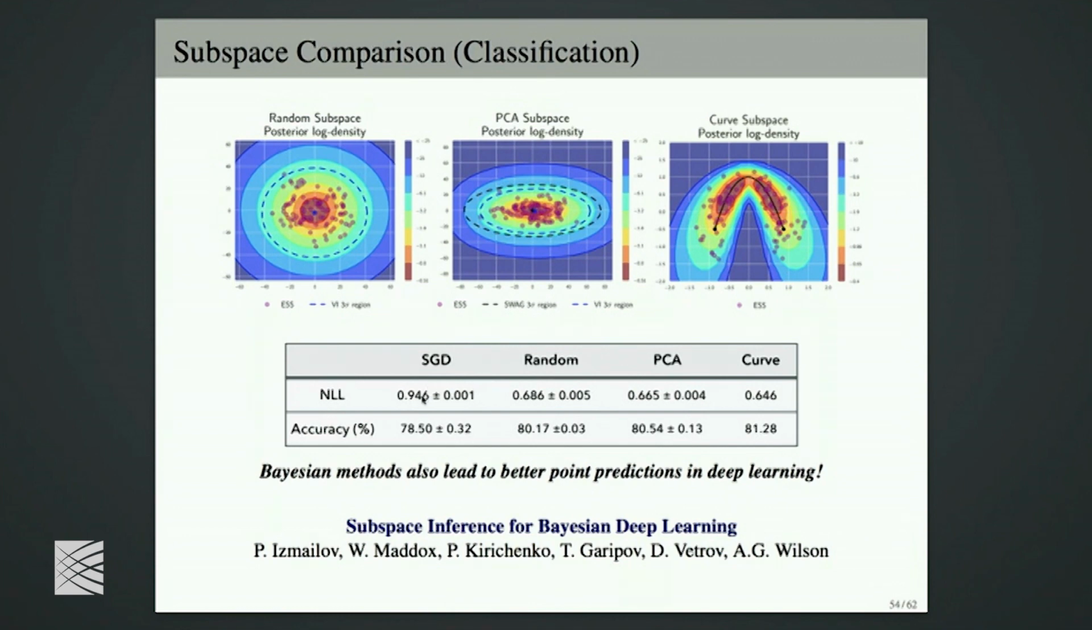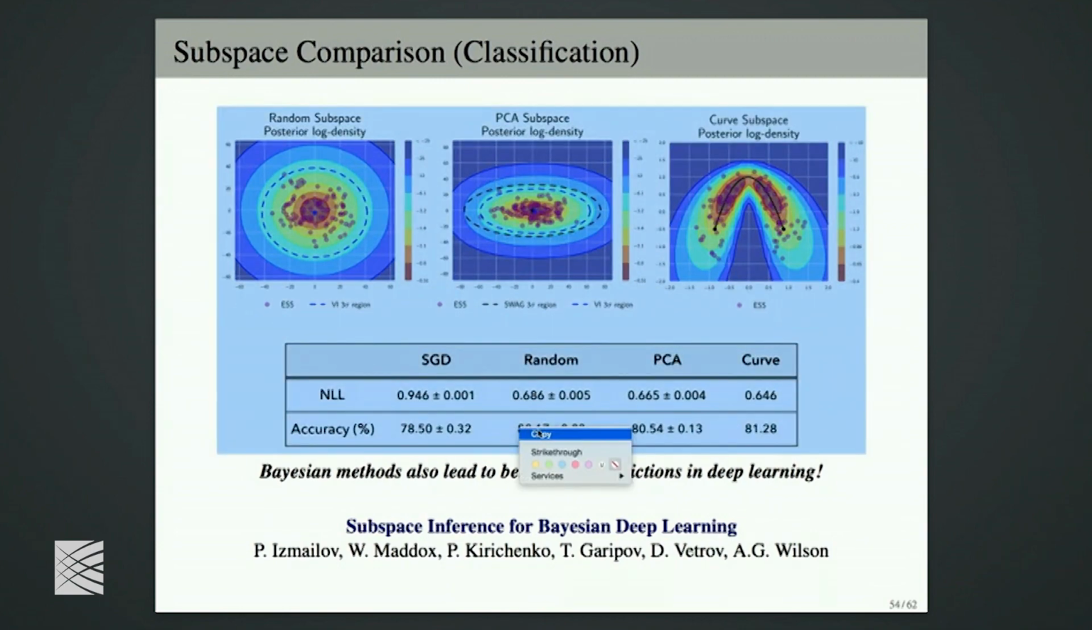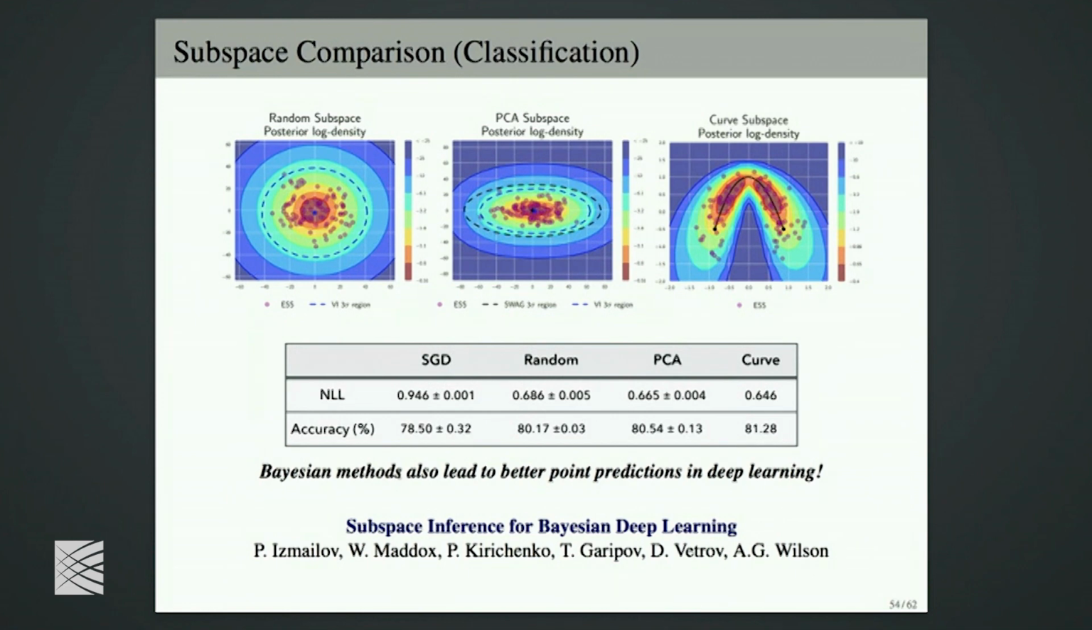So here we have NLL and accuracy numbers using SGD in each of these 3 subspaces. This also emphasizes that Bayesian methods aren't just achieving better calibration, they're actually getting better point predictions. In the random subspace, we see about 1.5% increase in accuracy on CIFAR-100. Using the PCA subspace, we see a further increase in accuracy. Using the curve subspace, we see a further increase in accuracy. So we can actually use these methods for better point predictions.